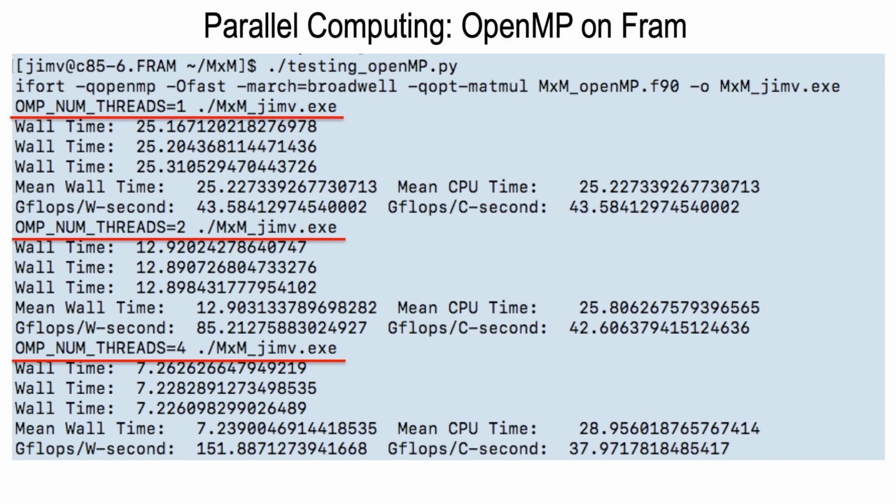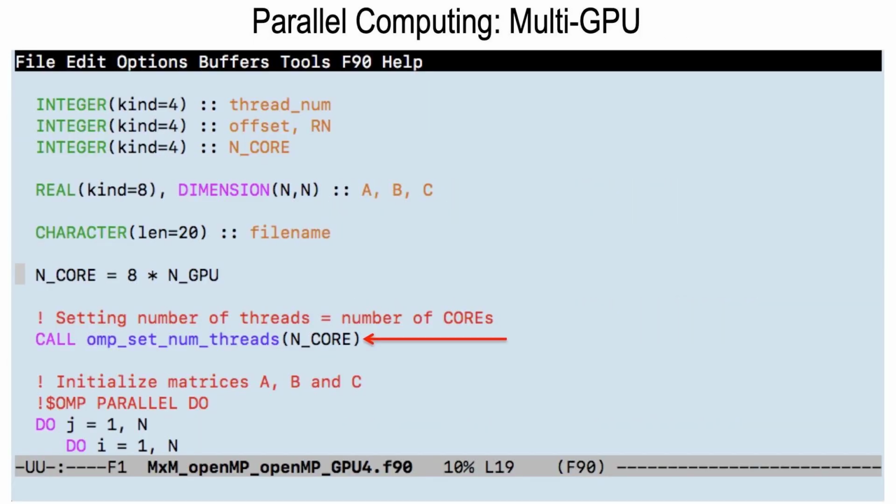Previously, on the Fram and Betzy Linux clusters, we set the number of threads using the OMP_NUM_THREADS variable in the executing command. Here, we'll set the number of threads directly in the Fortran program by calling a subroutine from the OpenMP library. The number of threads is set to match the number of CPU cores used in the initialization loop, since this loop will not be offloaded to the GPUs.